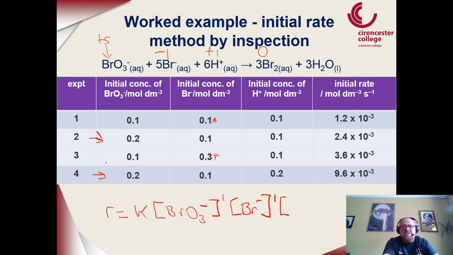Let's change that. So we can see we've got 0.1, 0.1, 0.1. We've got 0.2, 0.1, 0.1. We've got 0.2, 0.1, and 0.2. So this component here has doubled.